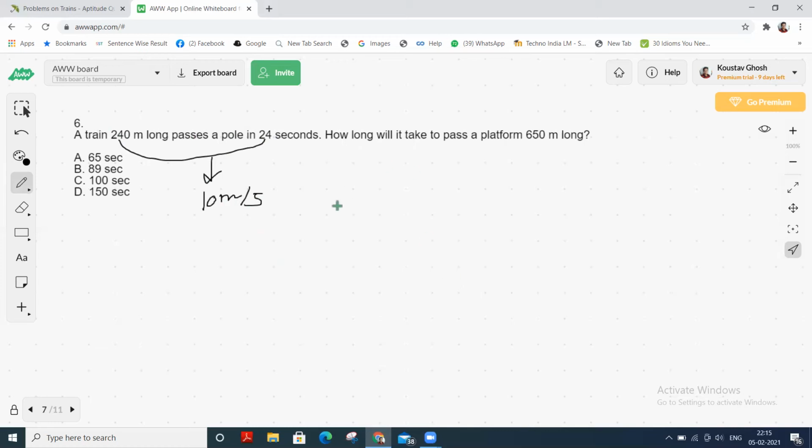So the required time is how much? The train length is 240 meters and the platform length is 650 meters. So the train will cover 240 plus 650, that is 890 meters, total length by speed. 890 by 10 means 89 seconds. Option B is correct.